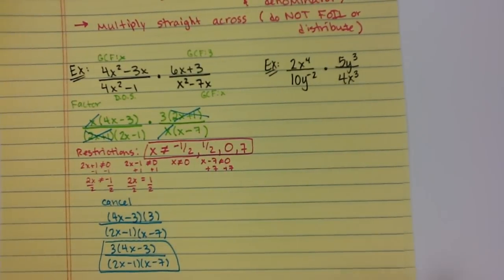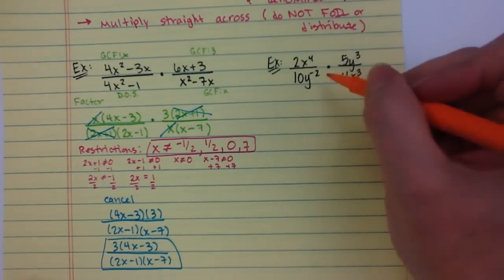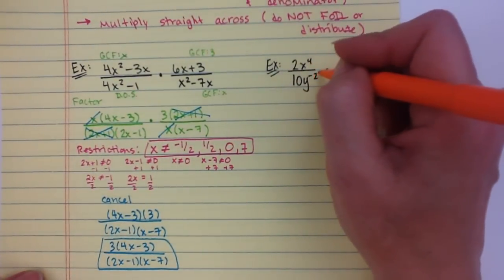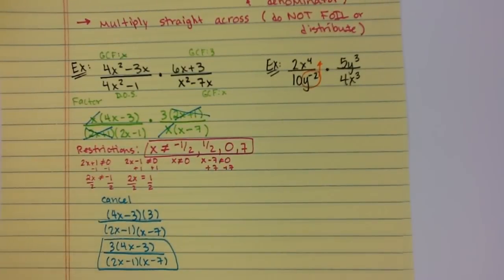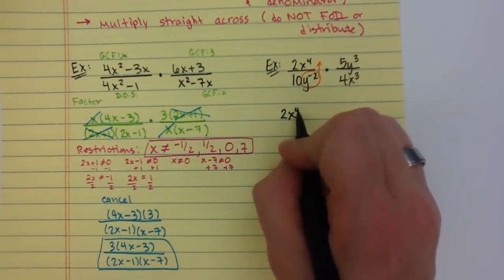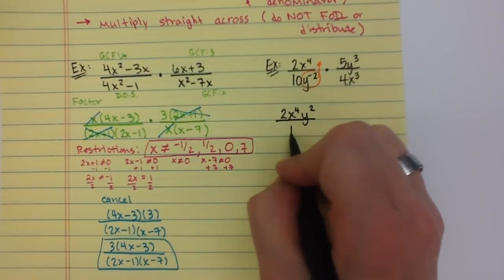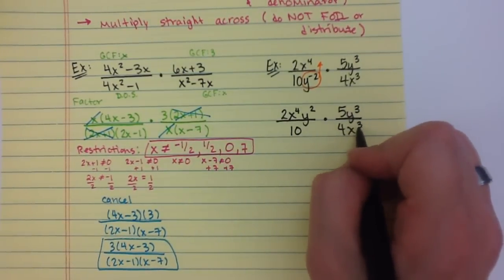Oh, those negative exponents. Do you remember what negative exponents mean? Negative exponents mean that the base that they're attached to needs to move from either the numerator or denominator, depending on where it's at. So this base of y needs to move up to the numerator, and when it does that, its exponent becomes positive. So now we have 2x to the 4th y squared over 10 times 5y cubed over 4x cubed.